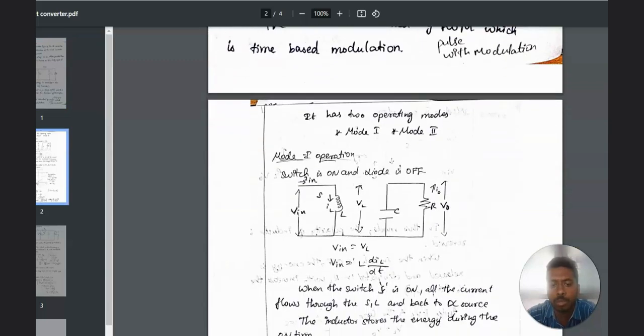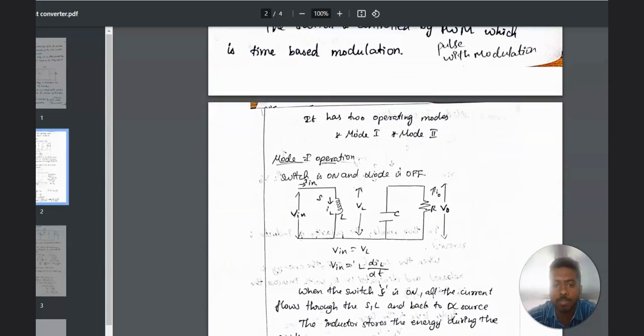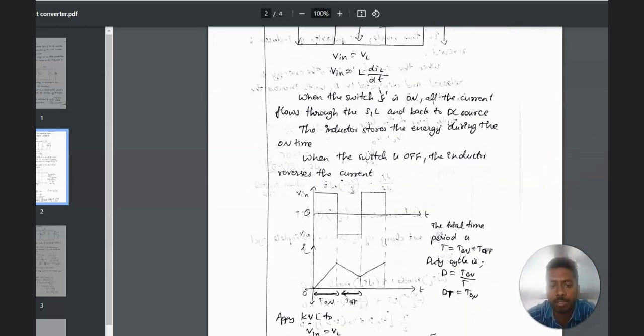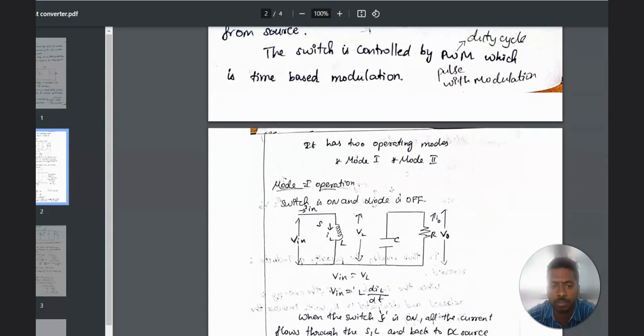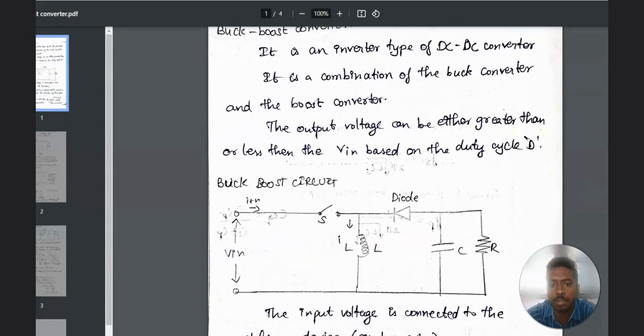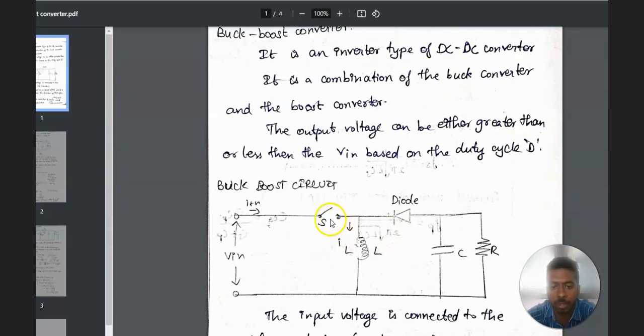Here we are going to see two cases, that is, two modes of operation. The first mode is when the switch is closed, that is, when the switch is on, and in the second case the switch is an open circuit. So when we consider the first mode, when the switch is closed, the diode becomes reverse biased. We already know that when a diode is reverse biased, it does not conduct any current. Therefore, no current flows to the output load.